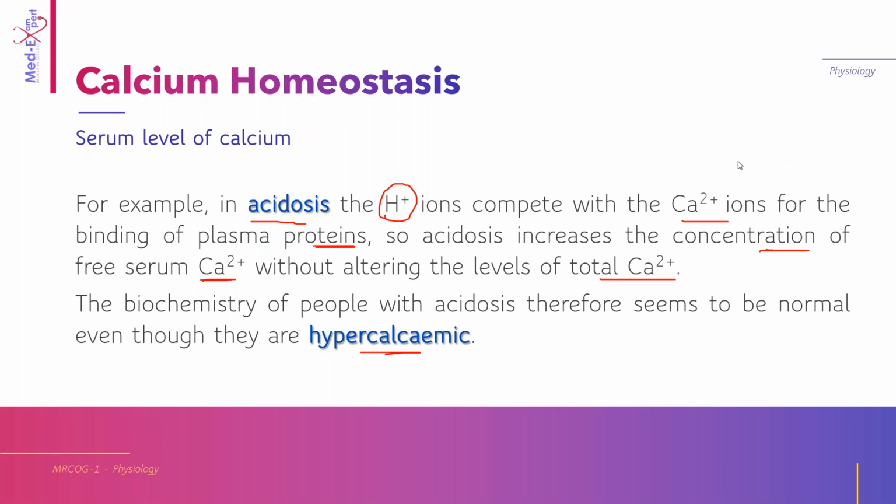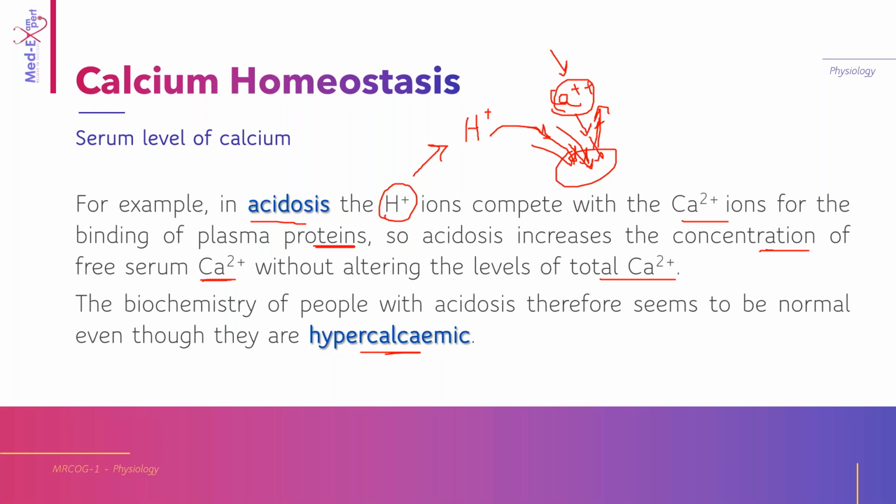Okay. In acidosis, what happens to the blood pH? The pH is low, and there is a release of hydrogen ions in excess in the blood. These hydrogen ions will compete with the calcium for the plasma proteins. We know that calcium is bound to plasma proteins, mainly albumin. So hydrogen will try to attach to these plasma proteins, releasing calcium from its binding to those plasma proteins. So calcium will be free in the blood.